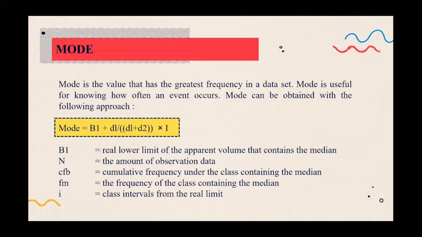Next is mode. Mode is the value that has the greatest frequency in a dataset. Mode is useful for knowing how often an event occurs. Mode can be obtained with the following formula.